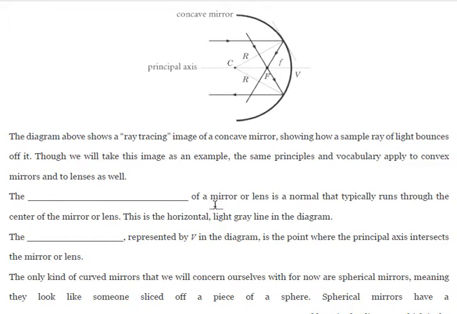So on our first blank here, it's a normal line, and it's typically going to run right through the center of the mirror or the lens that you're working with. In the diagram, it's the horizontal gray line right here. That one we're going to call our principal axis. That's the one that runs right through the center.